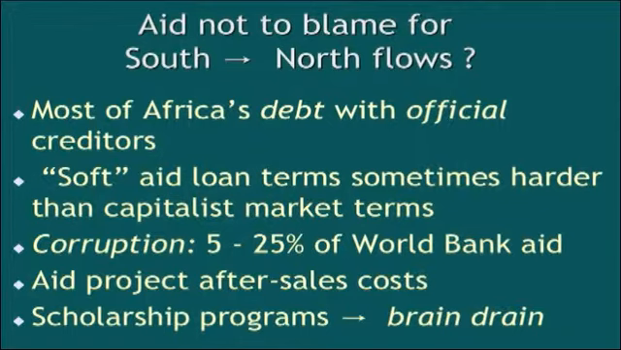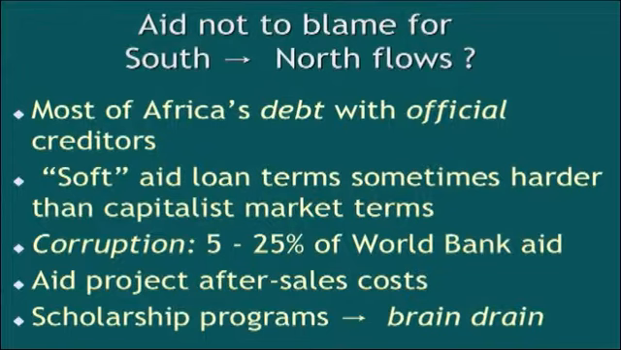Another way in which aid is involved in flows is that aid projects often have costs that can only be met by purchasing goods and services from abroad. Technical assistance, spare parts, fuel, that are attached to aid projects that make them in the long term more expensive and therefore help account for the monies flowing from poor to rich.